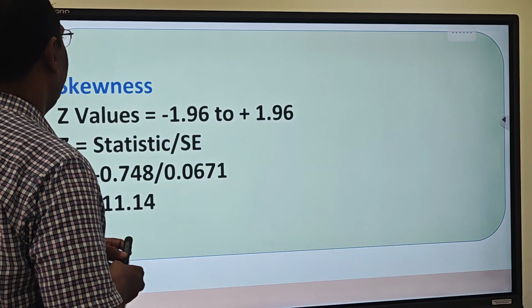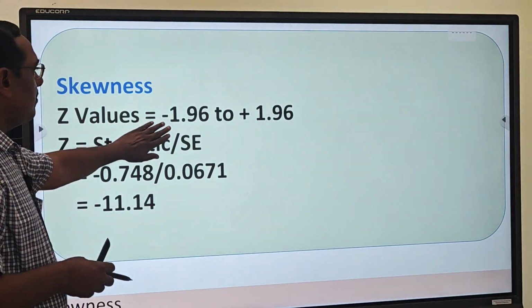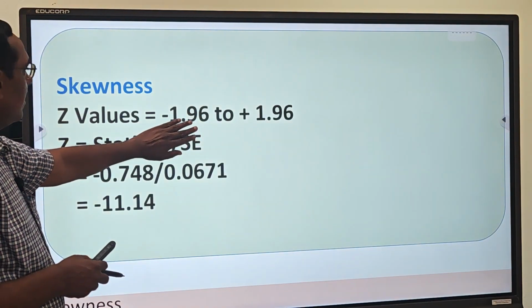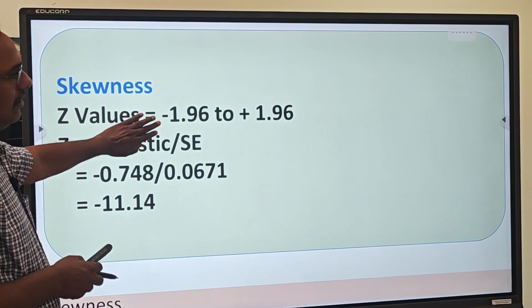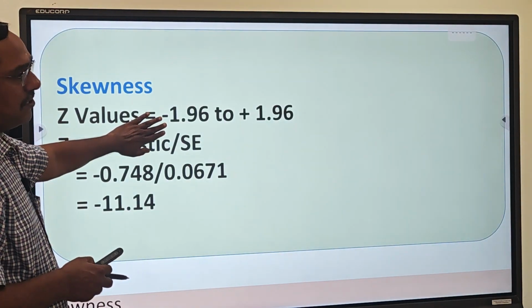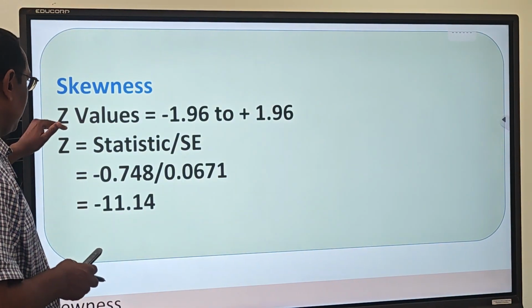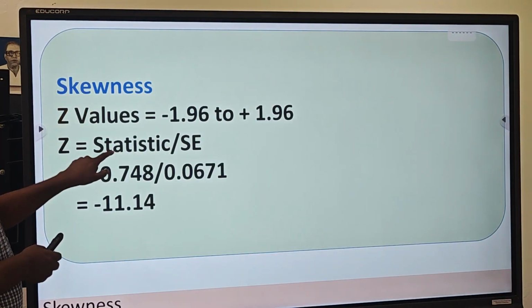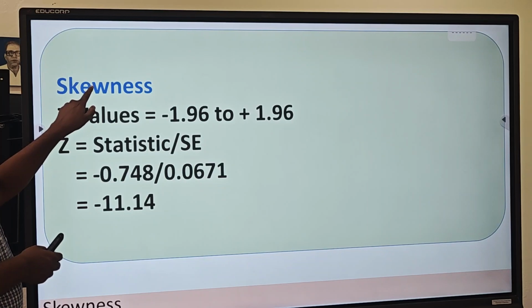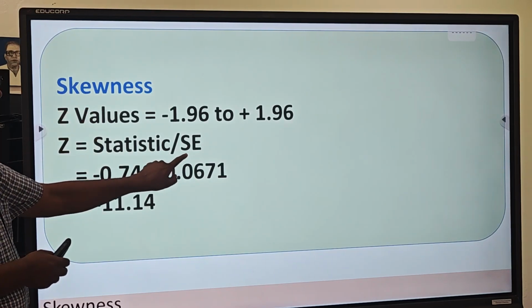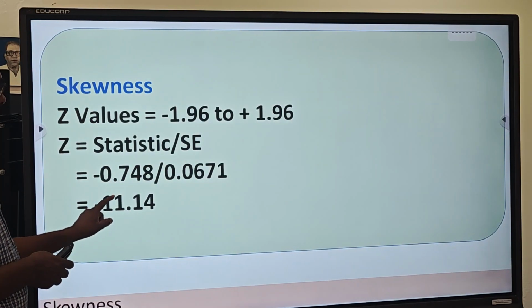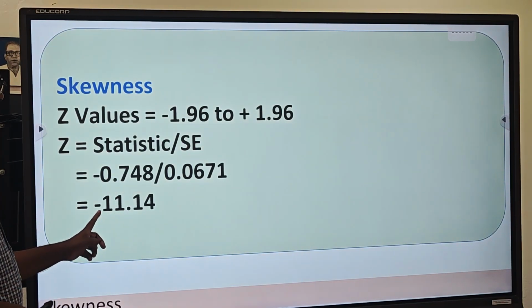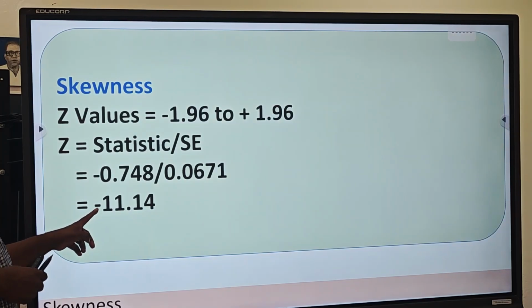So for skewness, if our Z value lies between minus 1.96 and plus 1.96, then it's better, it follows the normal probability curve. How to calculate the Z value? Z value is equal to our statistic, the skewness value which we are calculating, divided by the standard error. I will show this after this PowerPoint presentation, and you see it is minus 11.14.